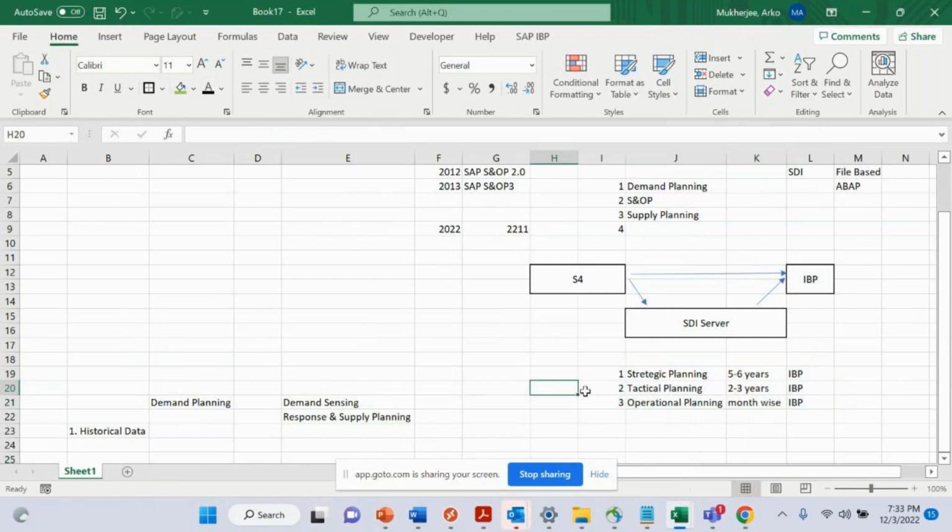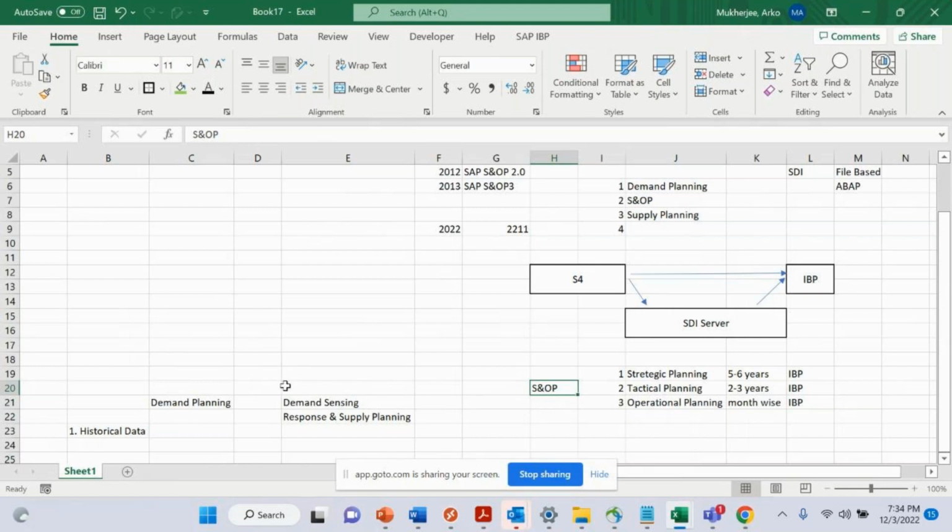SNOP fits in the second level because the SNOP module is mostly used in every business where they are establishing IBP. Whether as of now they are doing the planning on an Excel basis, they try to implement SNOP first, because SNOP is the base of every planning. It has demand planning, and it has supply planning as well, but with some limitations.